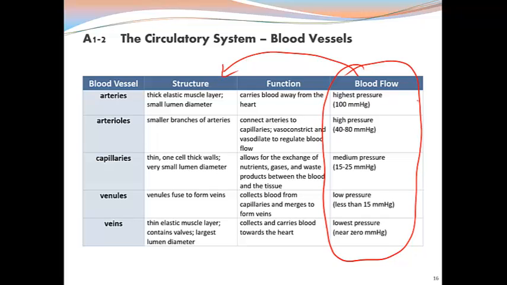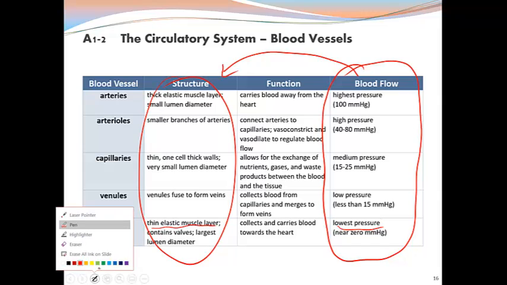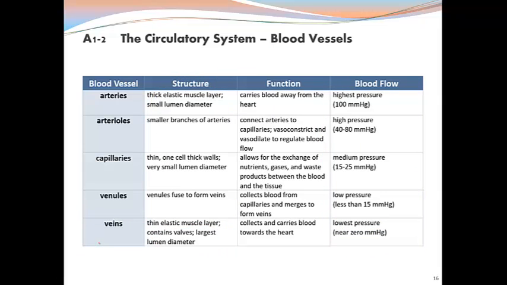Now, as we move away and the pressure gets lower and lower, the actual structure of these blood vessels also changes. It explains why veins have a thin elastic muscle layer. Well, it's a thin elastic muscle layer because that's where we see the lowest pressure. So please be familiar with this chart. Take this opportunity to read it and digest all that information. It is very important to know these different components of blood vessels and their structure, their function, and the blood flow regarding pressure within each of those blood vessels.